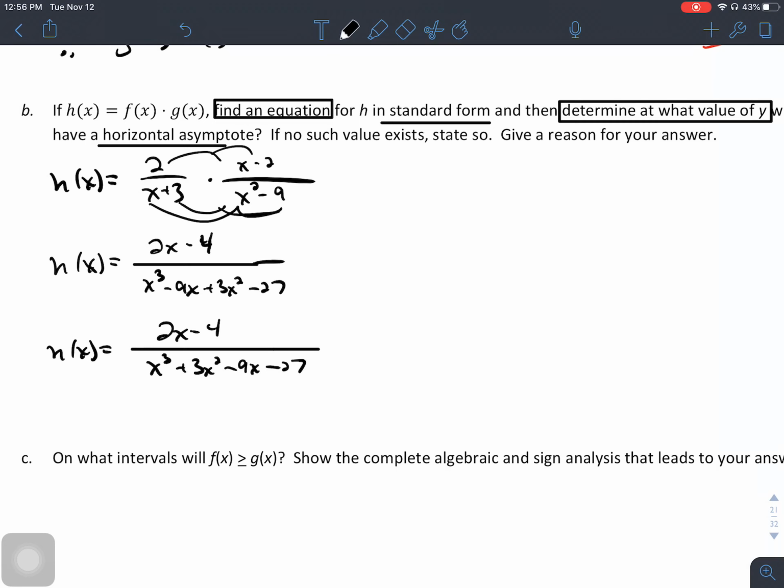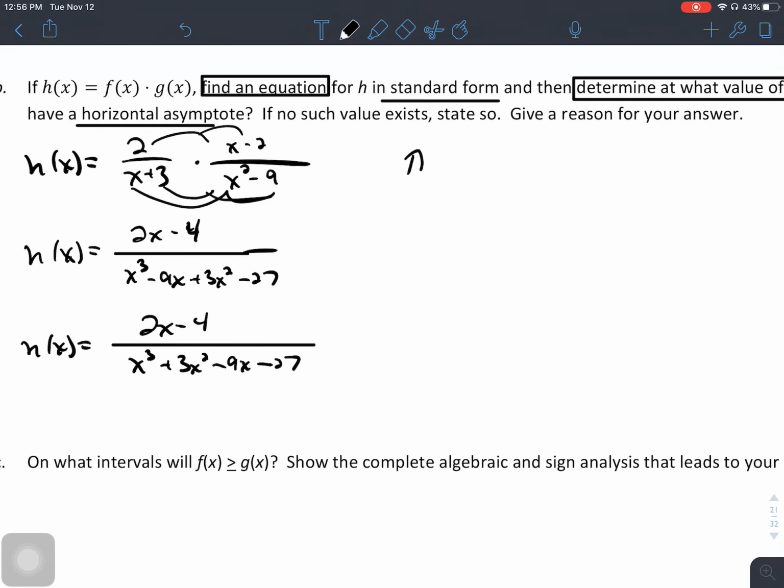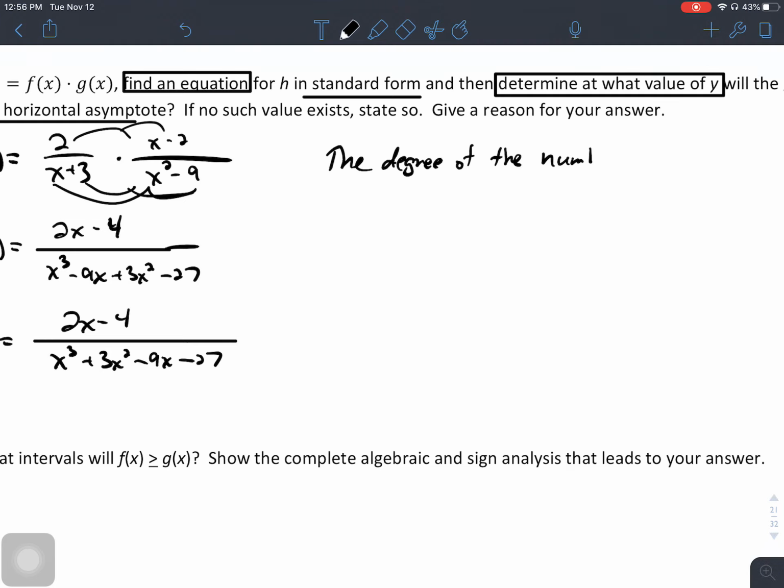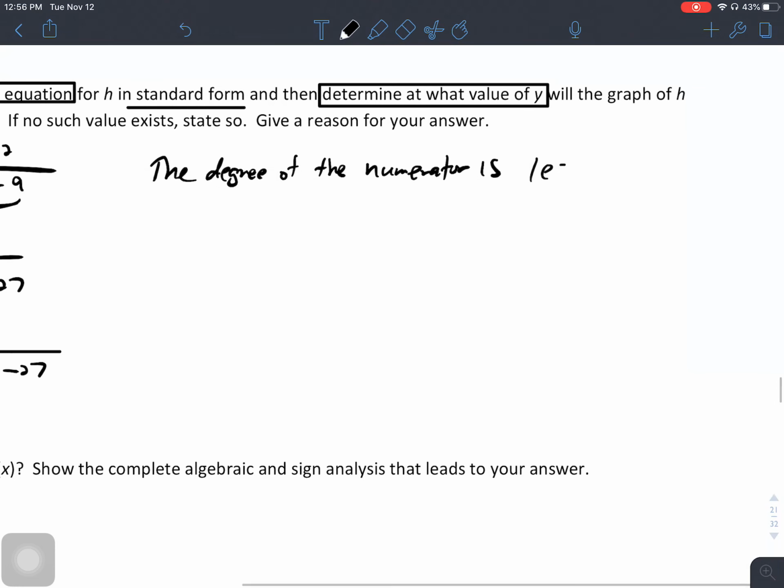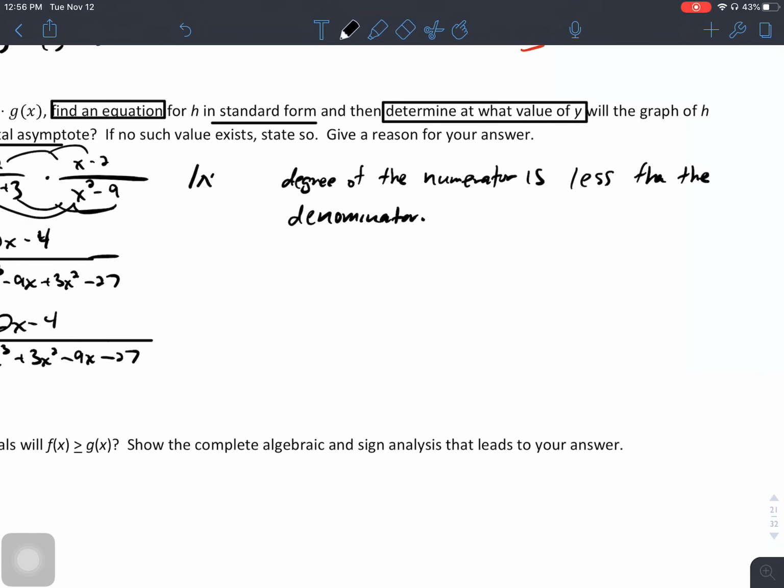So looking at this function, the degree of the numerator is less than the denominator. I should be more specific. The degree, which function are we talking about here? In h of x. Degree of the numerator is less than the degree of the denominator. What conclusion can we draw from that?